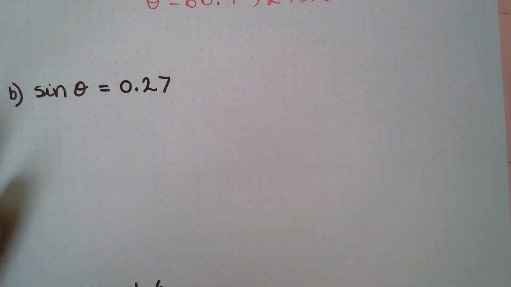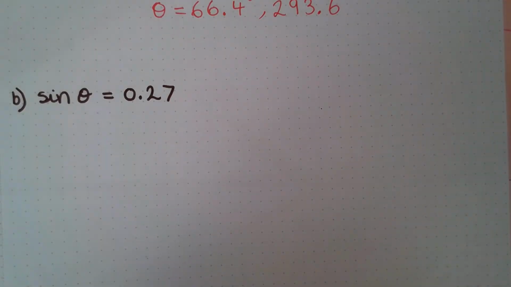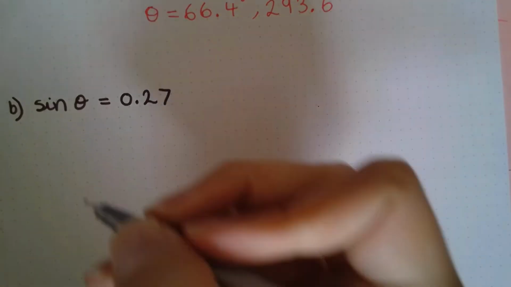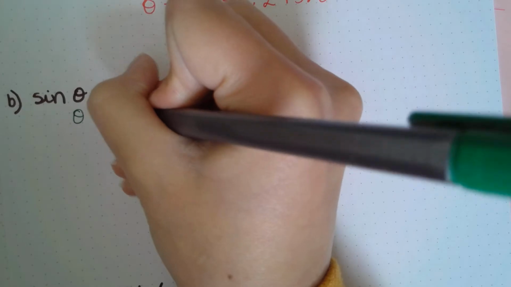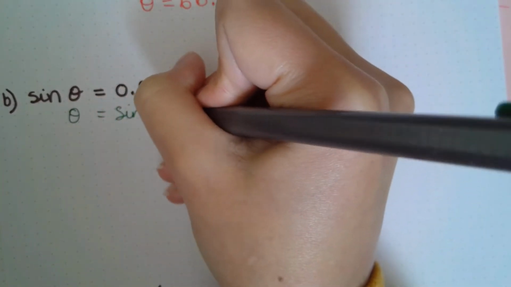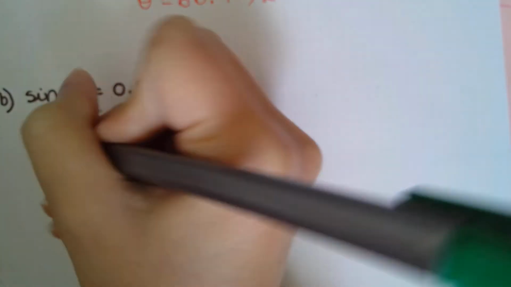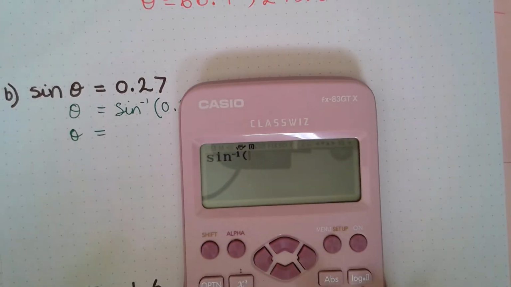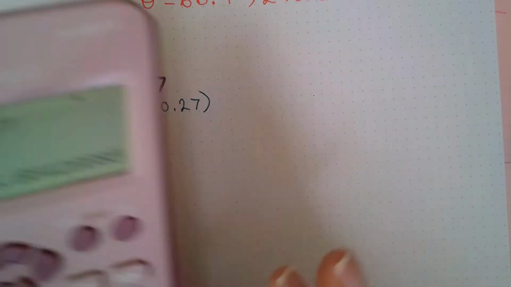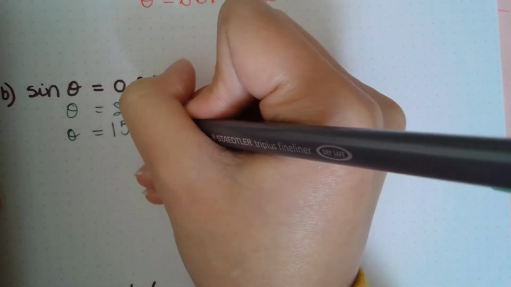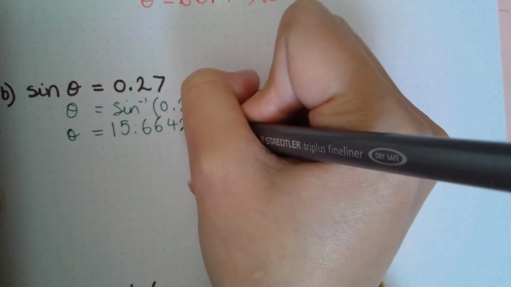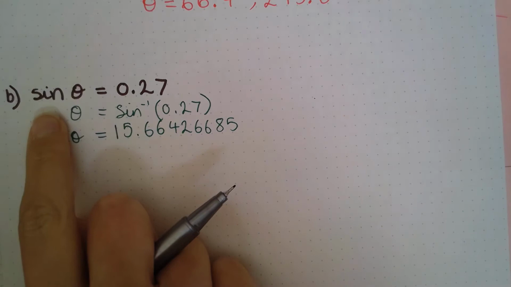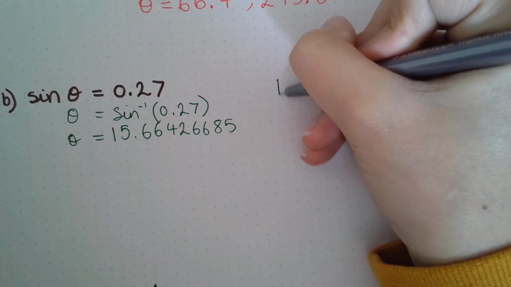Okay, so the next one, B, we've got sine theta equals 0.27. So if we want to find theta, we've got sine inverse of 0.27. So theta equals sine inverse of 0.27, which is 15.664266685. I'm not going to round yet, it's not the end.